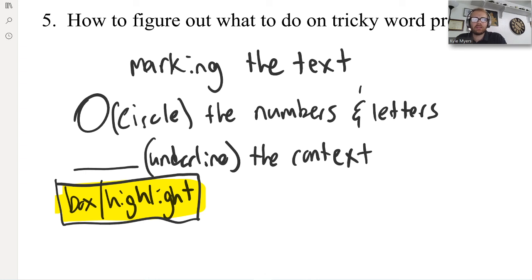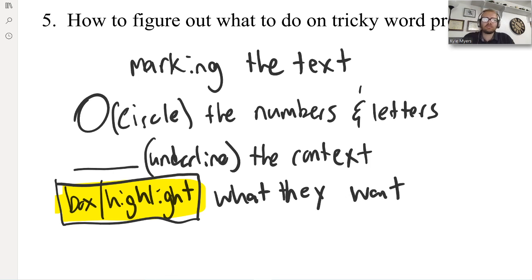Highlight or box what they want. So that's usually the question. If you see a question mark, box pretty much that whole sentence. You don't have to draw a box or a highlight around the whole sentence, just exactly what they want. So sometimes you don't have to highlight the whole thing, just what they want.